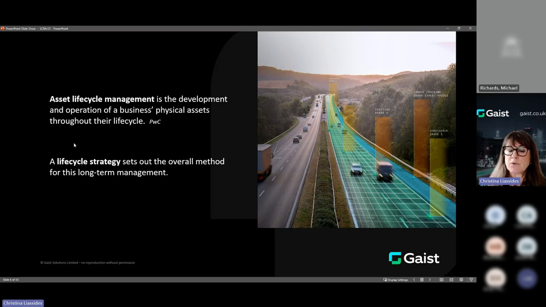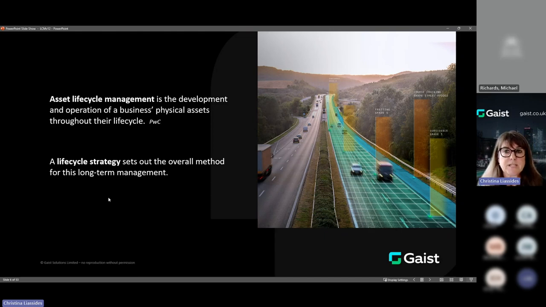With highways, we're talking very much more about a risk-based approach and how is the asset going to perform? How long is it going to be safe? And of course, roads have lasted a very, very long time, albeit not always in good condition. So that's what we're looking at, asset lifecycle management.